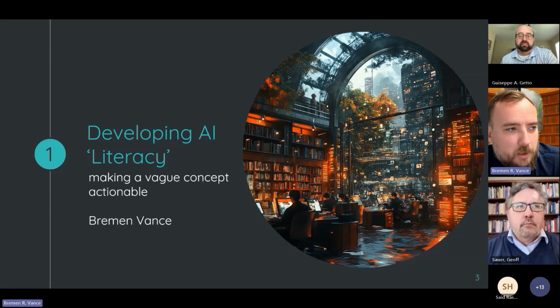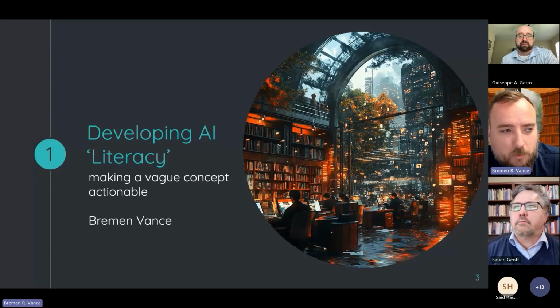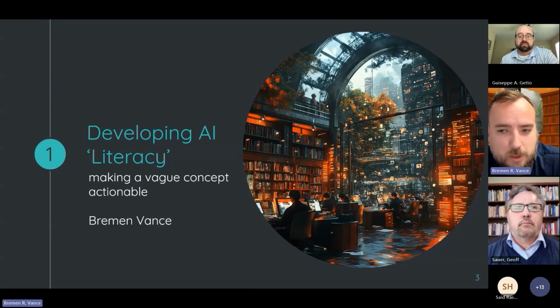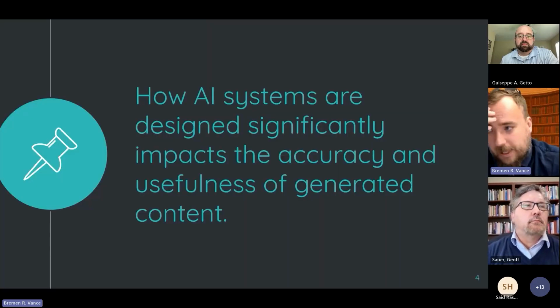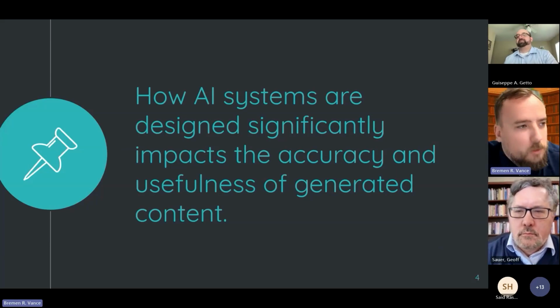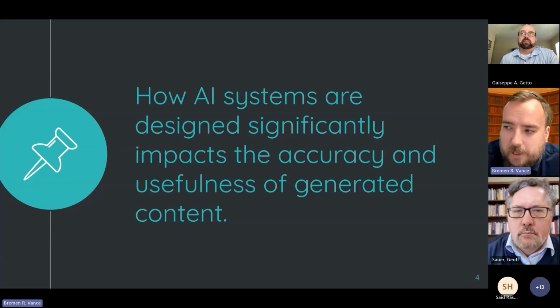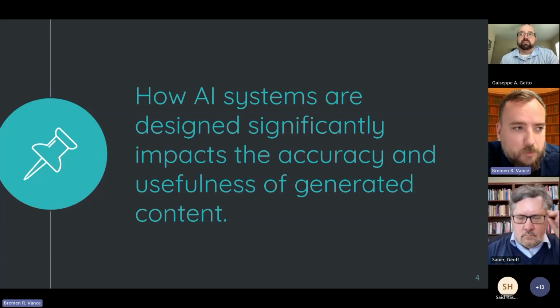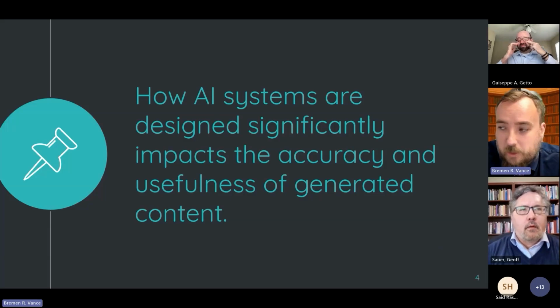I'm hoping that my short discussion of AI literacy will prime us to think a little bit about why we should spend our time looking at and making sense of the technical details of how AI applications are designed and how they function. And this, I think, captures the overarching takeaway of what our talk is going to get at. How AI systems are designed significantly impacts the accuracy and usefulness of the generated content, and the off-the-shelf or proprietary systems that most of us are more familiar with, and that our students are primarily familiar with when it comes to AI.